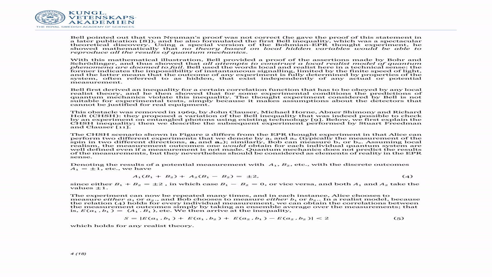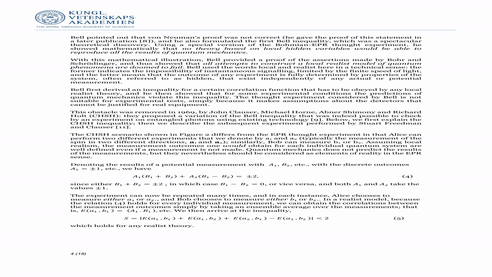Using a special version of the Bohmian EPR thought experiment, he showed mathematically that no theory based on local hidden variables would be able to reproduce all the results of quantum mechanics. With this mathematical illustration, Bell provided a proof of the assertions made by Bohr and Schrödinger, and thus showed that all attempts to construct a local realist model of quantum phenomena are doomed to fail.